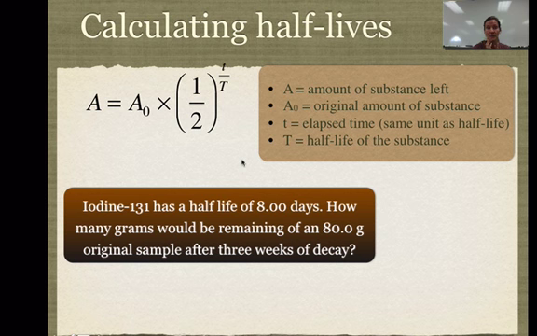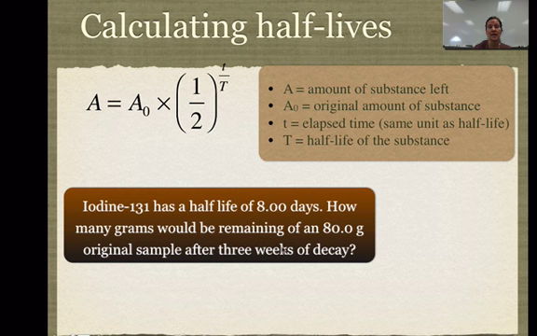So here's an example problem. Iodine 131 has a half-life of 8 days. How many grams would be remaining of an 80-gram original sample after 3 weeks? So our original amount is this 80 grams. We're looking for how much will be remaining, so we're looking for A. Your half-life, given to you, is 8 days. And your amount of time elapsed has been 3 weeks.